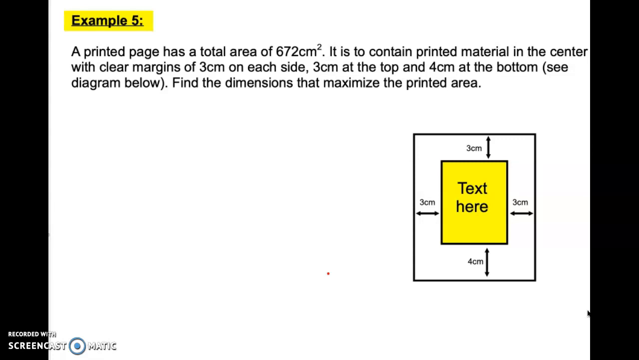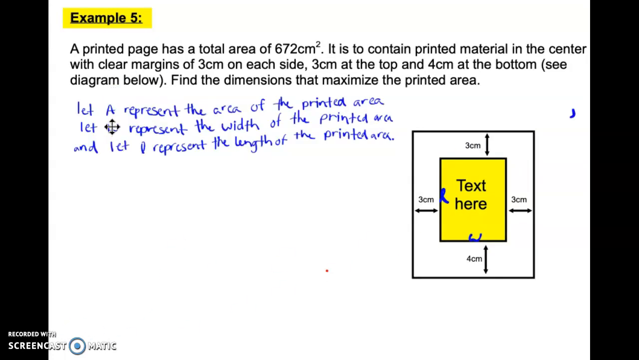So in other words, find the dimensions that maximize this yellow part in our diagram. Because that's what we're interested in maximizing, I'm going to declare the length and the width to be the length and the width of this yellow area. So there I've declared A, W, and L. We are trying to maximize the printed area, so we are trying to maximize the equation area equals length times width. So once again, we have one equation with 3 variables.